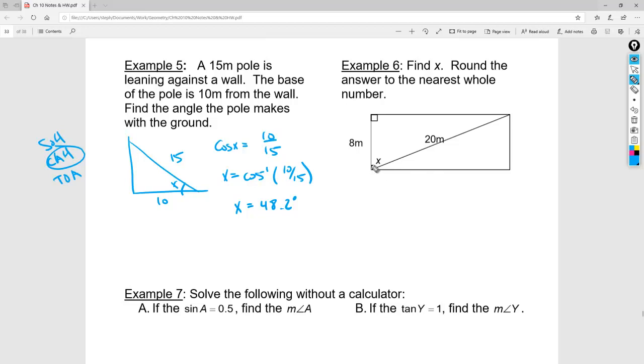Okay, so I'm going to be using my adjacent over hypotenuse relationship. So that's cosine of x being 8 over 20. So that means x is going to be inverse cosine of 8 over 20, meaning that x would be 66 degrees.